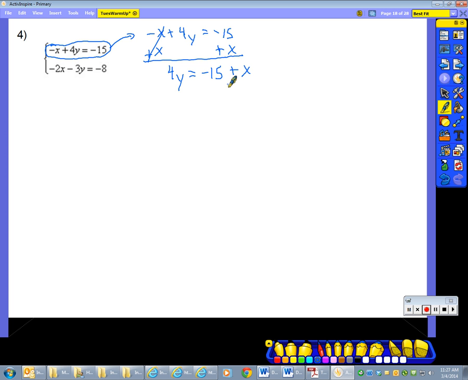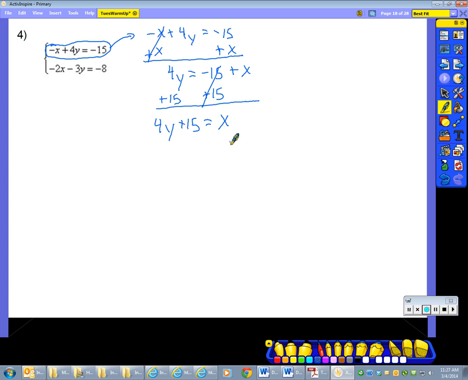And see, now it's a positive x, and that's what I'm looking for, because I want a variable by itself. So now I need to get rid of this negative 15, and then x will be by itself. So now I'm going to add 15, cross it out, and I have to add 15 to this side. Now my equation looks like this. 4y plus 15 equals x. See, x is by itself.